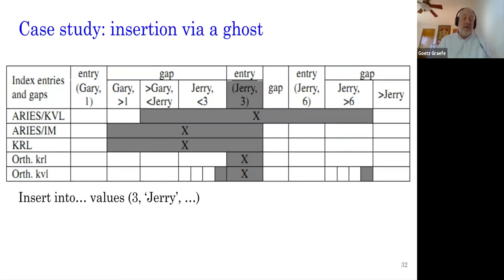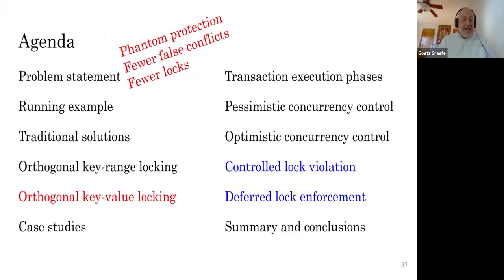For insertions, you play exactly the same trick. You actually first insert a ghost, and then you let the user transaction acquire a lock on the ghost and make the ghost into a valid record. So again, we have actually precisely the same picture. So summing up on lock sizes, we get phantom protection, we get much fewer false conflicts than previous systems, and we get much fewer locks. So we actually have eliminated a lot of false conflicts by changing the size of locks.